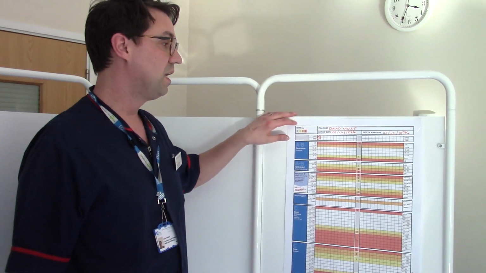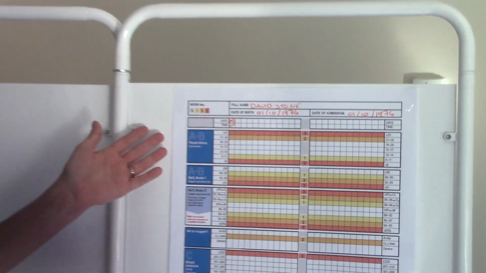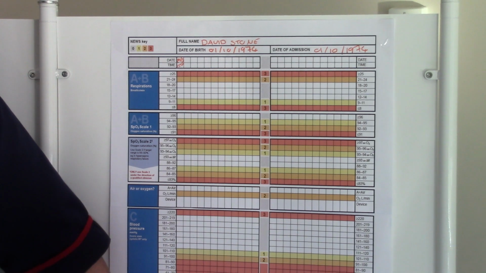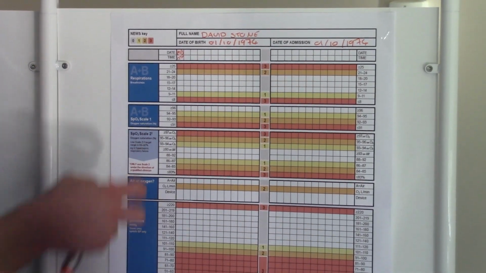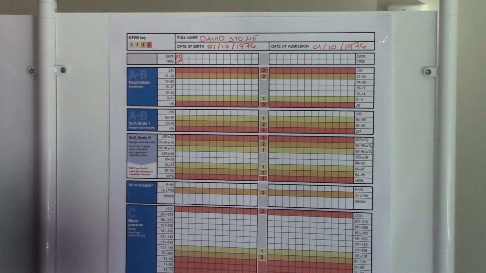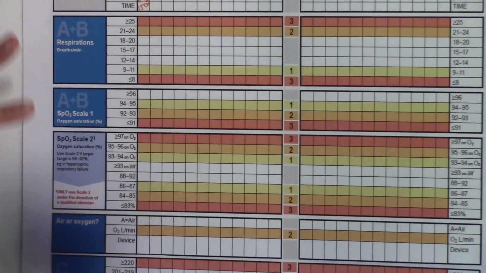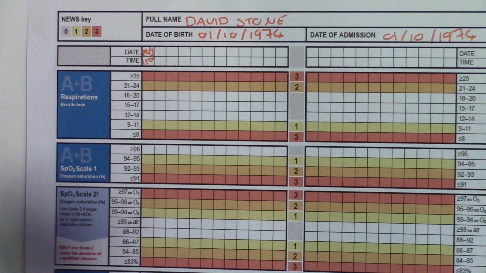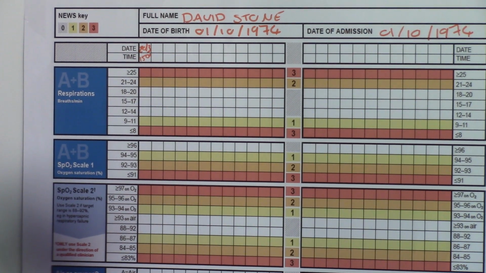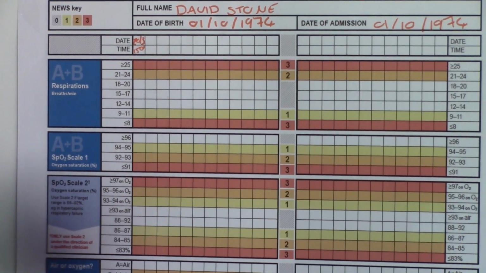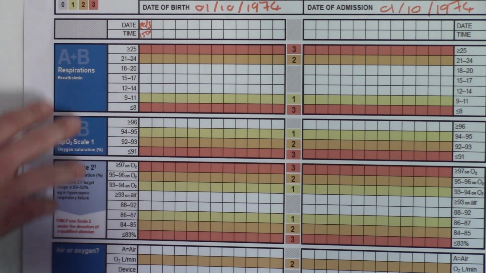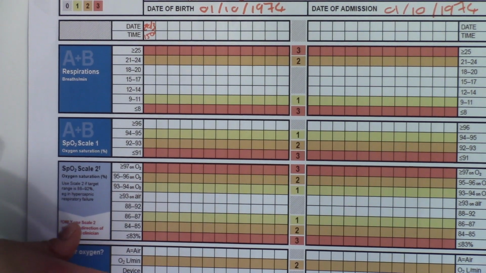So as previously, as you can see, the chart's pretty much the same. So you've got your colour coding, you've got your scores down the middle, and you add them all up at the end. You've got your patient's name, date of birth, date of admission, the date and the time. Okay, so the only difference with these new News 2 charts is that they're using the ABCDE approach, which we should be using to all unwell patients: airway, breathing, circulation, disability and exposure. Okay, so it makes sense if you think about it.